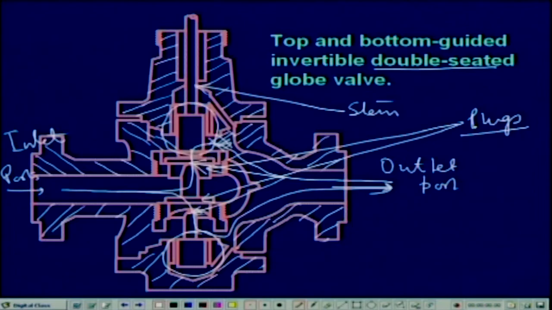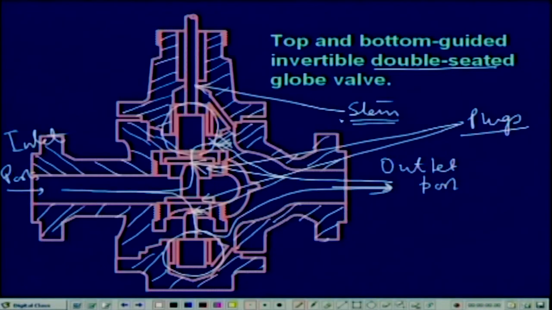So the plug comes and sits over the seat, and this is the seat. And the plug comes and sits over the seat and seals the orifice. And when the valve opens, this plug goes up, so the fluid flows through the orifice. And this plug movement is realized by moving the stem to which the plug is connected.